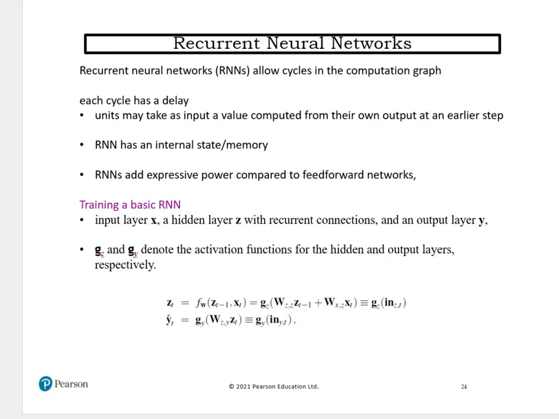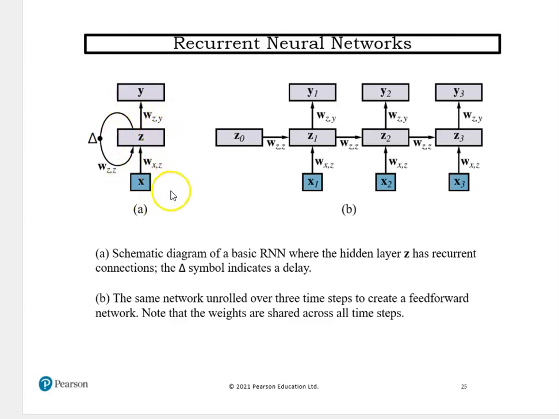Now, training a basic RNN, like we said, will have an input layer X. We'll have a hidden layer, we call it Z, and this hidden layer has this characteristic of having a recurrent connection, and we'll have an output layer Y. So let's look at how the architecture of the RNN looks before we move forward. So this is the RNN. You have X, you have the hidden layer Z, and you have the output vector Y.